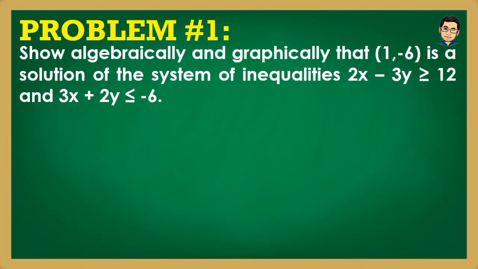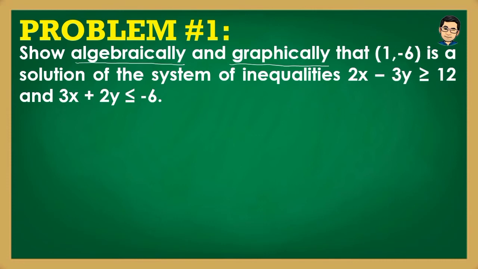Show algebraically and graphically that (1, -6) is a solution of the system of inequalities 2x minus 3y is greater than or equal to 12 and 3x plus 2y is less than or equal to -6. So, show algebraically, it means kailangan po nating isolve. Doon pa lang po kasi makikita natin kung solution ba yung (1, -6) ng given system of inequalities. And then yung graphically, from the root word graph, so, kailangan nating ipakita na nakagraph sila sa coordinate plane.